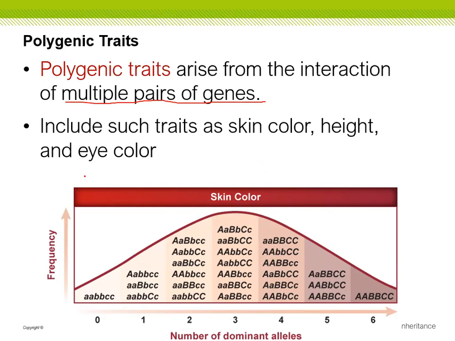And a lot of that has to do with the number of dominant alleles in there. For example, the chart you can see here is skin color. The more dominant alleles there are, three of them, A, B, and C, there's three different alleles that affect it, multiple genes that affect it, the darker the skin color. So I really want to make a note here. This is multiple pairs of genes, not alleles. So there are different genes that affect skin color.